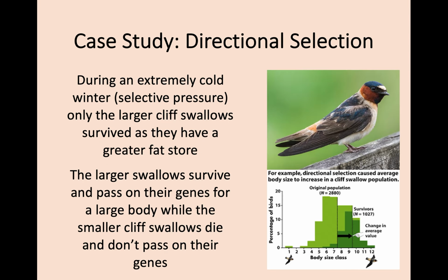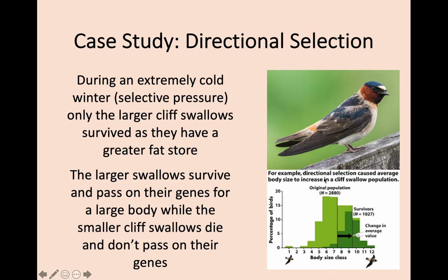So again, another case study for this one, we're going to look at cliff swallows. During an extremely cold winter, which was a selective pressure through the temperature change, only the large cliff swallows survived because they had a greater fat store. So they were larger, they had a bit more fat, it kept them more warm, they were much more likely to survive than smaller ones. So the larger swallows survive, they pass on their genes for having a larger body, while the smaller cliff swallows die, they don't pass on their genes because they didn't have enough insulation.